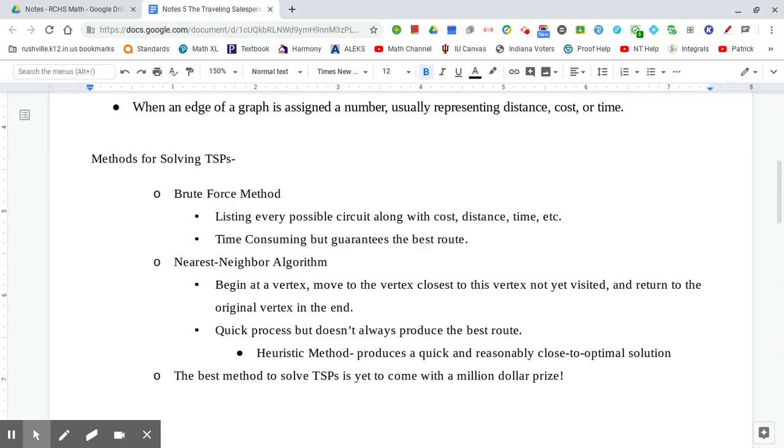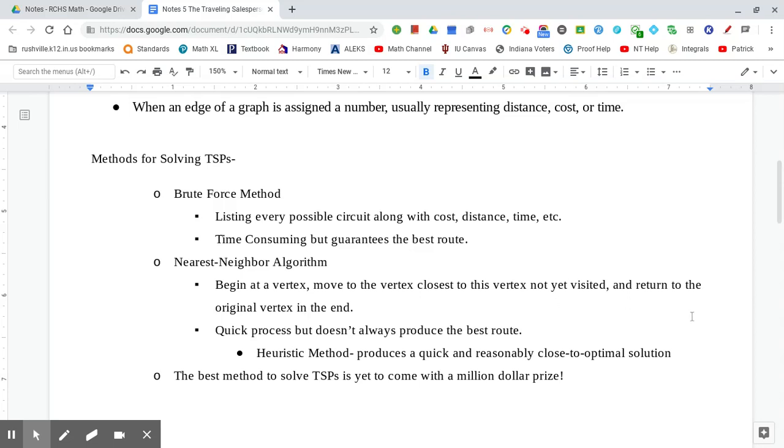The way that you do the brute force method is you will actually list out every possible circuit that there is. You're going to add all of the weights together, and you're going to then figure out what is the circuit of the least weight. So it's going to produce the optimal solution every time, but it's not necessarily the best method because it is so time consuming.